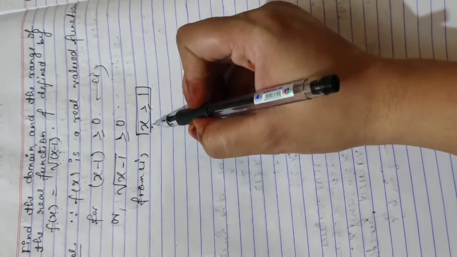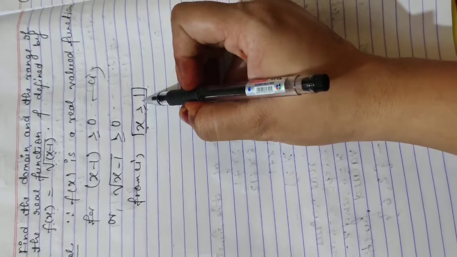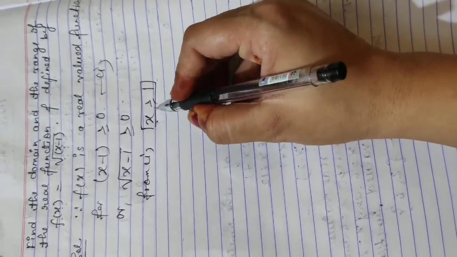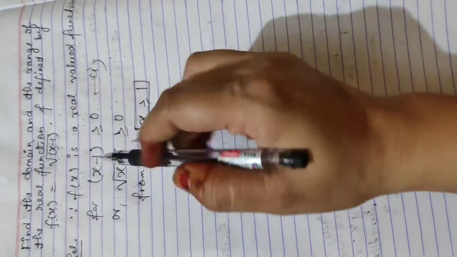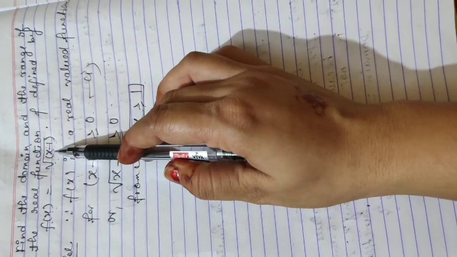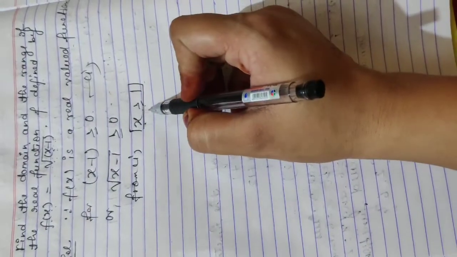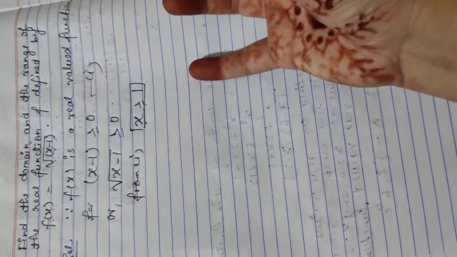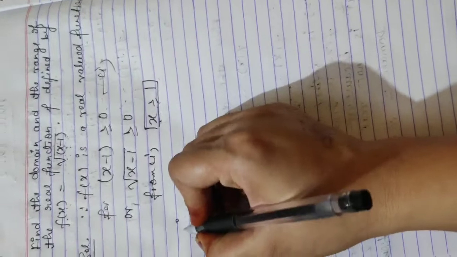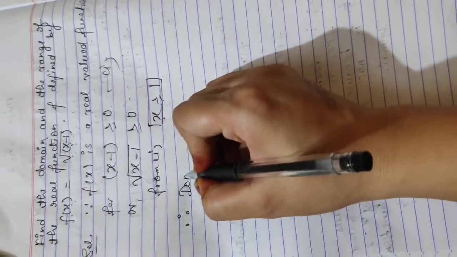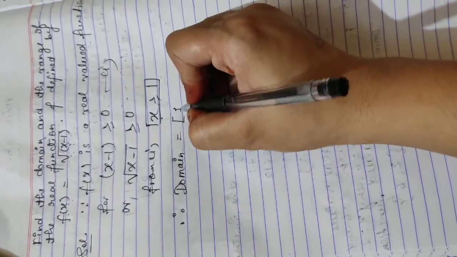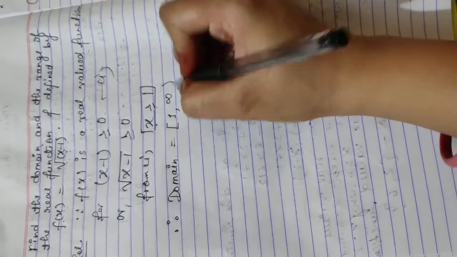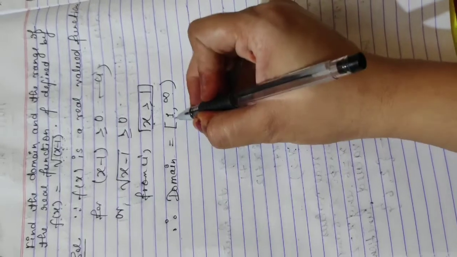That means we can put the value of x, which is a positive value, that is greater than or equal to 1. It can be either 1 or greater than 1. Suppose you are putting the value of x equal to 1 or greater than 1, then these are the domains. So you can write domain is equal to 1 to infinity. That means from 1 to infinity we can put 1 also.